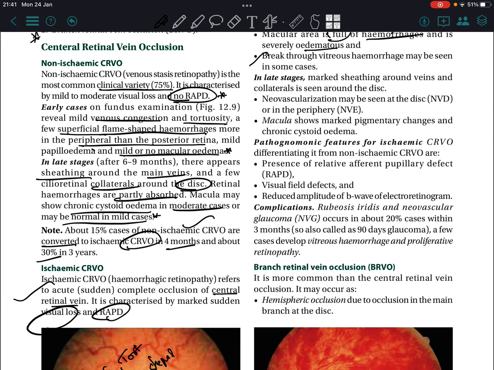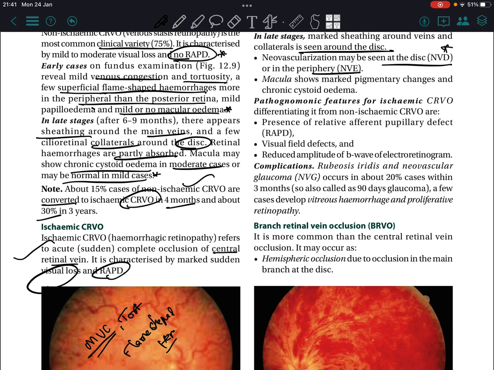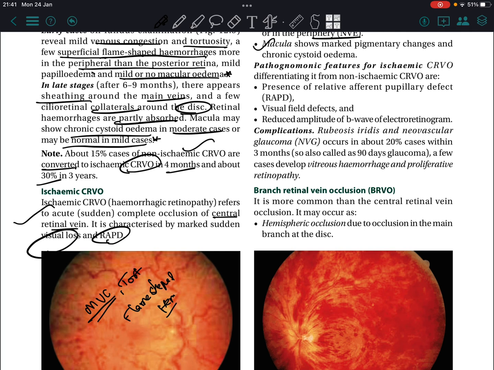In late stage, marked sheathing around veins and collaterals are seen around the disc. Neovascularization may be seen at the disc or in the periphery. Macula shows marked pigmentary changes and chronic cystoid edema. Pathognomonic features for ischemic CRVO, differentiating it from non-ischemic CRVO, are the presence of a relative afferent pupillary defect (RAPD), Marcus Gunn pupil.